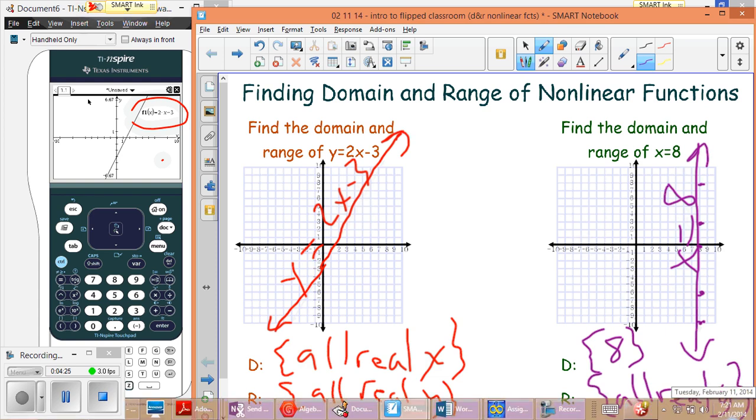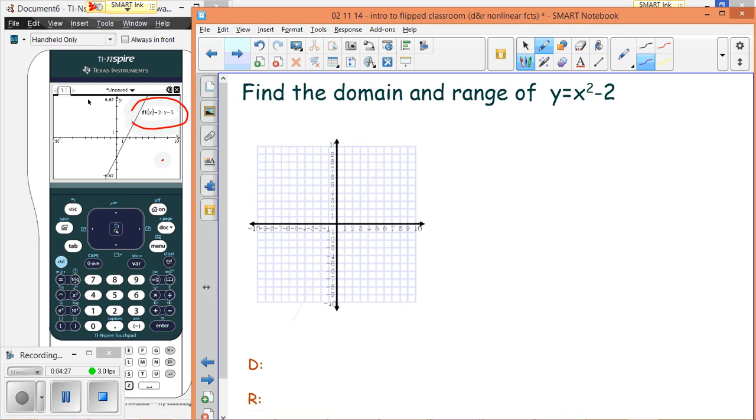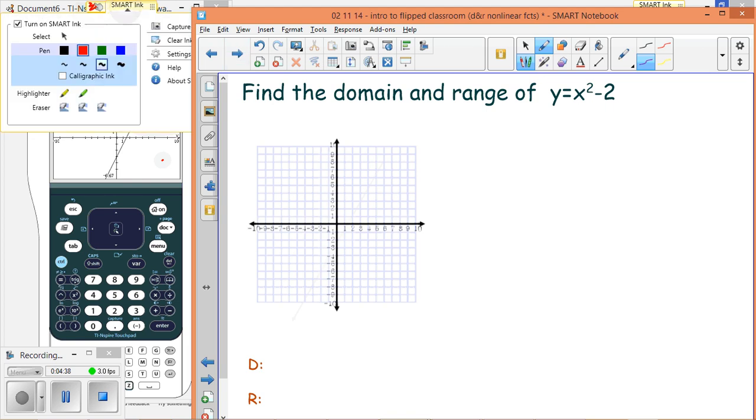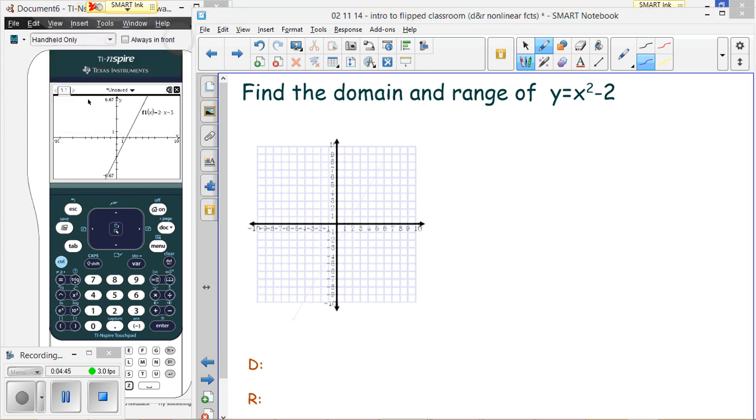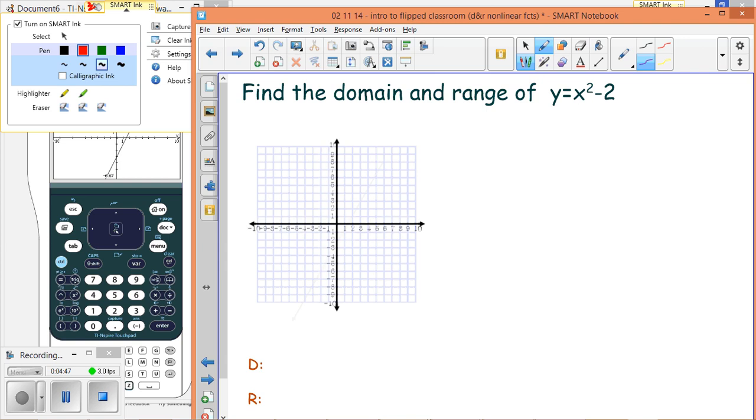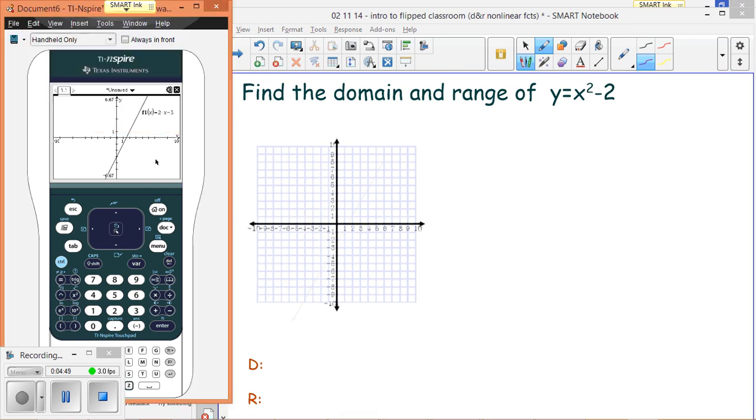Okay, pretty simple. What we were doing last class, pretty straightforward. Now we're going to move into a few funkier functions. Find the domain and range of y equals x squared minus 2. It turns out that what we're going to do is very similar to what we did for linear functions. We're going to use our calculator off to the left here. As soon as I turn off Smart Ink, we're going to type in this function, see what it looks like, sketch it, and find the domain and range.